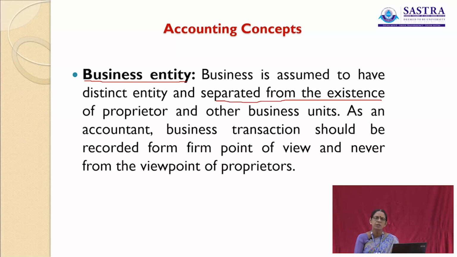When we say business entity concept, the business and the owner are two separate entities, and in accounting records, the proprietor's personal account will not be entered. We assume the proprietor has extended cash to the business. That's why we write it as a capital account, and it is written on the liability side because the business owes money to the proprietor. So this is called the business entity concept. We assume the business is a separate entity from the proprietor.